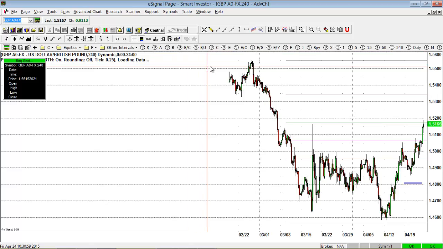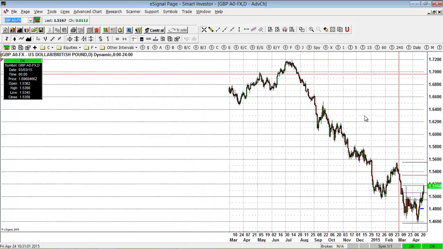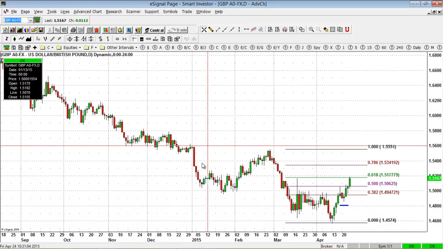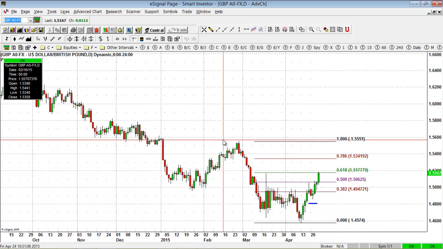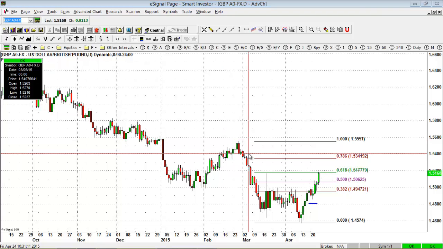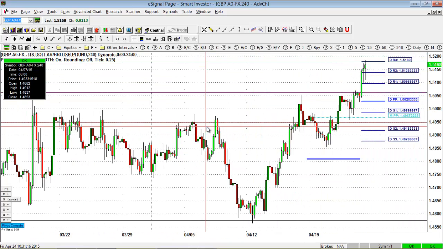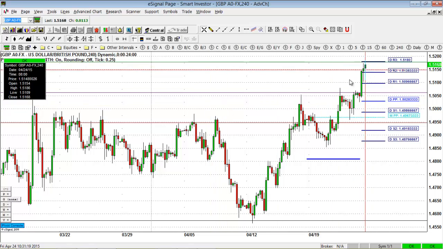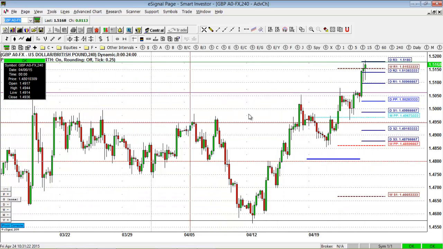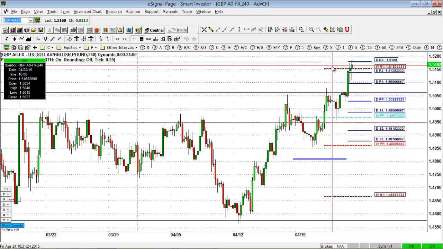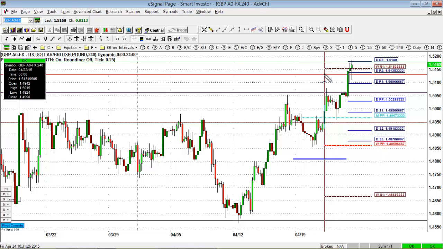Taking a look at the British pound, we're up against the 618 retracement level at 151.77, and the market is experiencing some resistance at this level. Looking at the 4-hour chart, we're currently at the daily R3, and we're also currently at the weekly pivot point. So if the market closes somewhere near here, it will close near a pivot point resistance level.